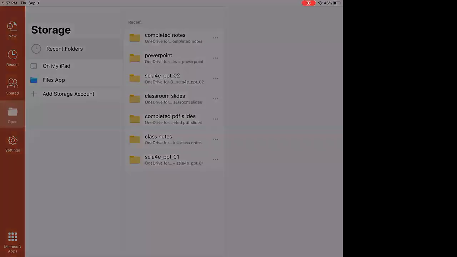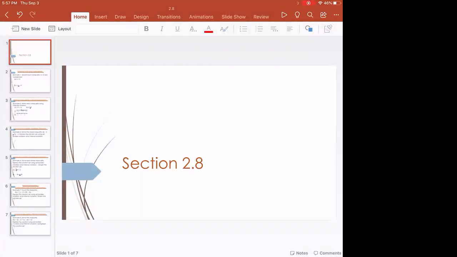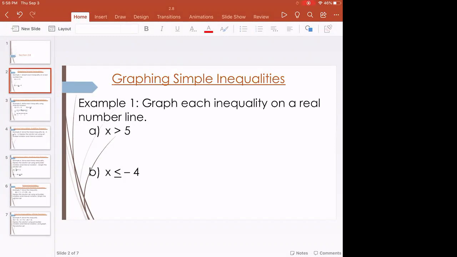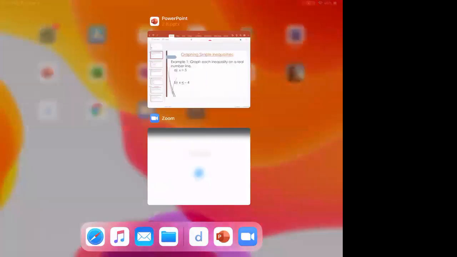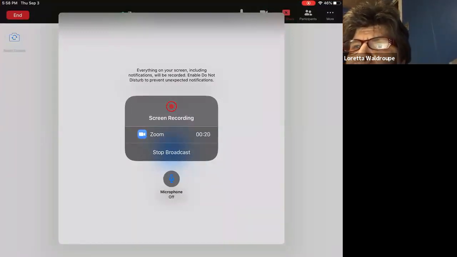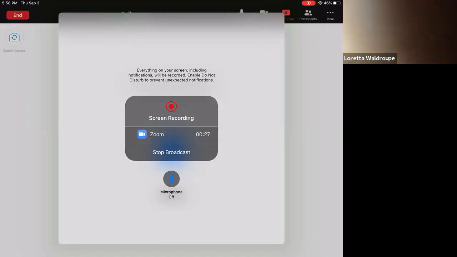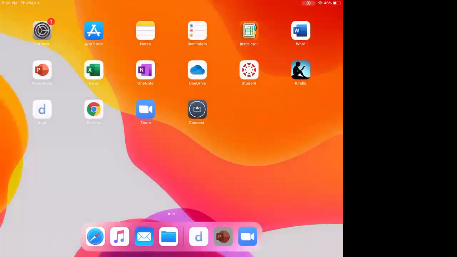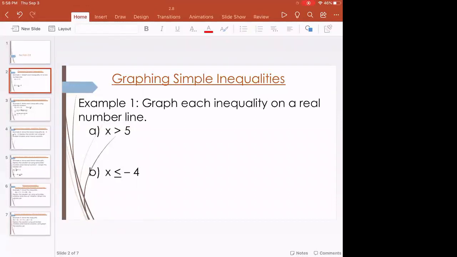Hey everyone, this is the first lecture for section 2.8. And 2.8 was solving inequalities.